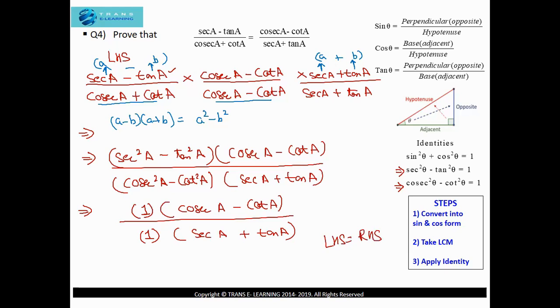So in this question, all you have to keep in mind is that we will be rationalizing the denominator as well as the numerator. Then only you will get left hand side equal to right hand side.